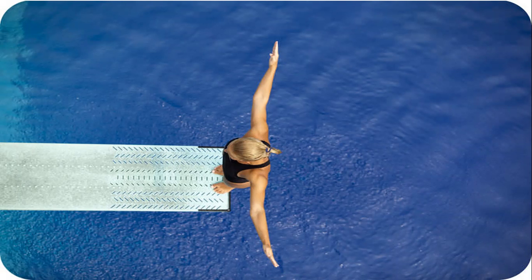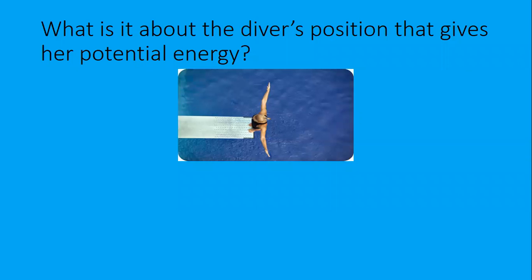This type of energy she has is called potential energy. Potential energy is energy that is stored in a person or object. Often, the person or object has potential energy because of its position or shape. What is it about the diver's position that gives her potential energy? Pause the video for a moment and think about this. Write down your answer and see what you come up with.